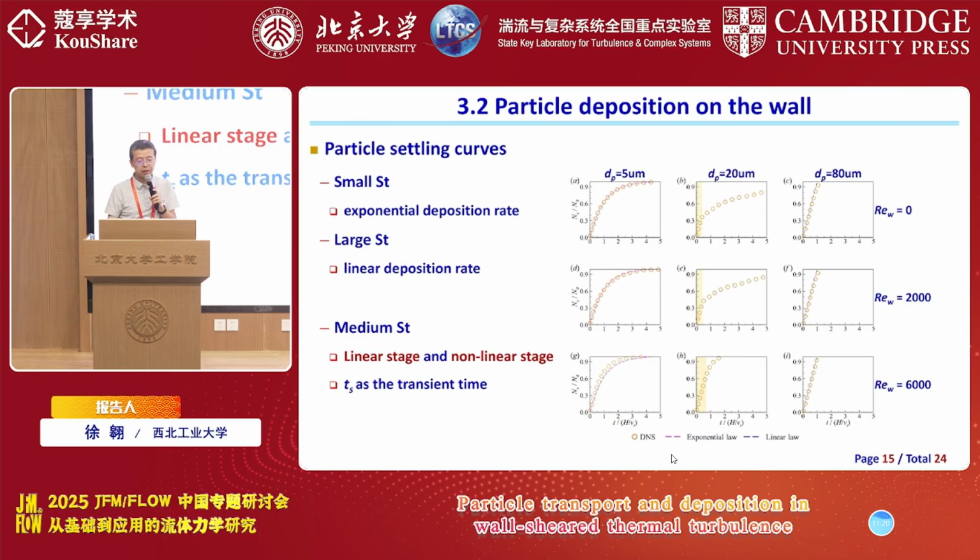And now, what about the medium Stokes number? In this middle column, we present the DNS result. These circles represent the DNS result. Based on our DNS result, we propose that the particle deposition can be divided into a first linear stage, followed by a non-linear stage. We mark this transition time as TS. Next, I will explain what exactly happens in the linear stage and in the non-linear stage.